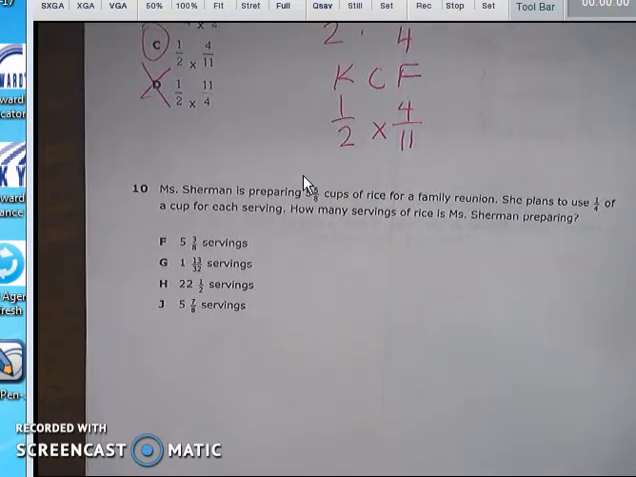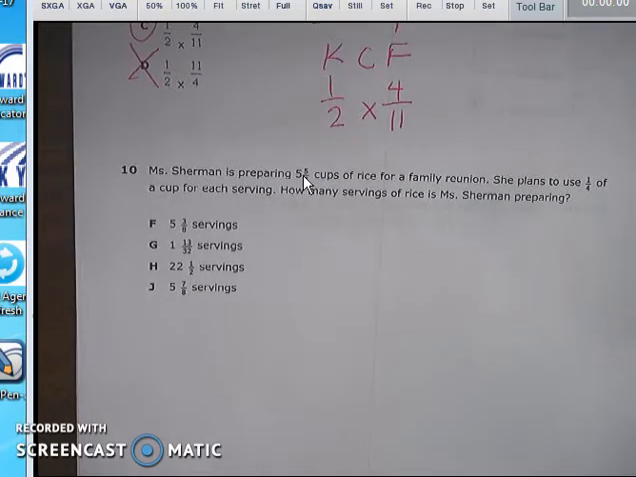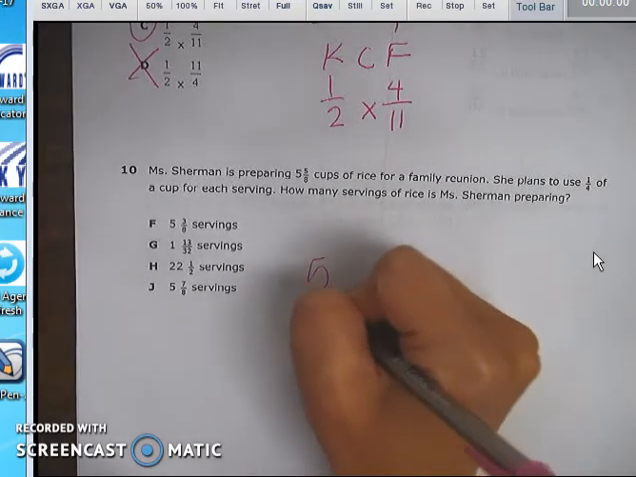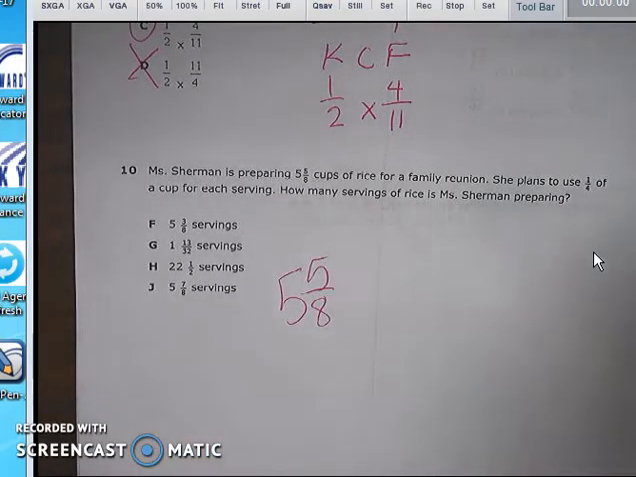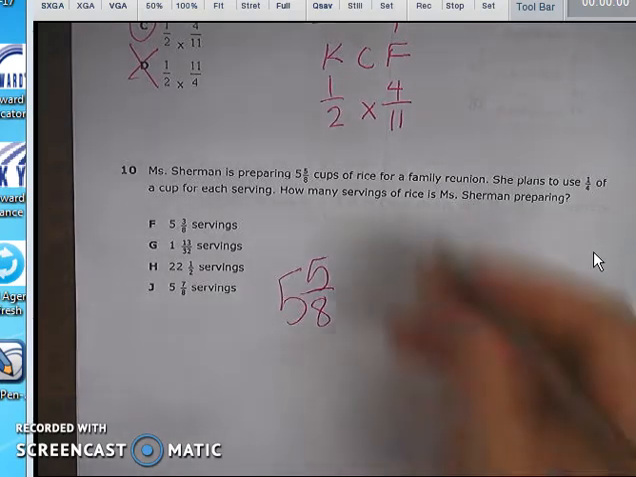Okay, Miss Sherman is preparing 5 5/8 cups of rice for a family reunion. She plans to use 1/4 of a cup for each serving. How many servings of rice is she preparing? So she has 5 5/8, and she's taking it out 1/4 at a time. If you're taking something out 1/4 at a time, you're splitting it up, so you're dividing.